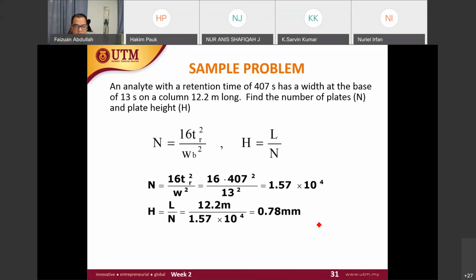Right? What is T? TR. What is TR? 0.407, right? Okay, and then what is the value of WB? The base peak width, 13. Okay, and then just put in the figures, and then we get the answer, right?